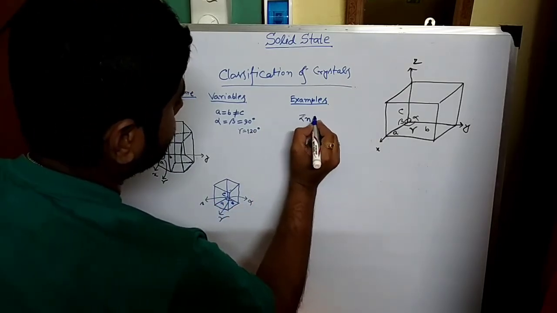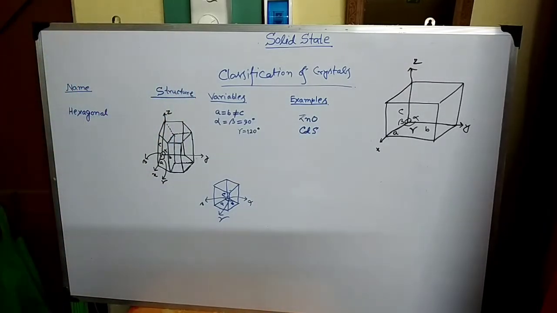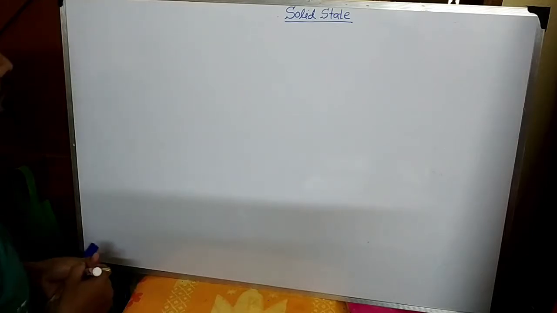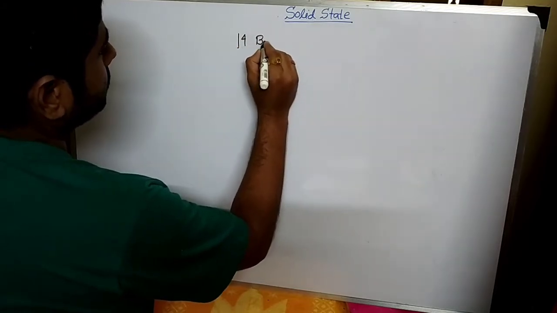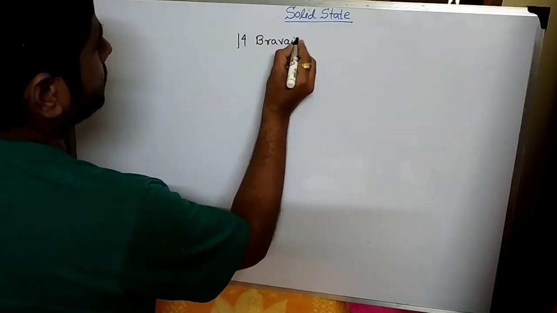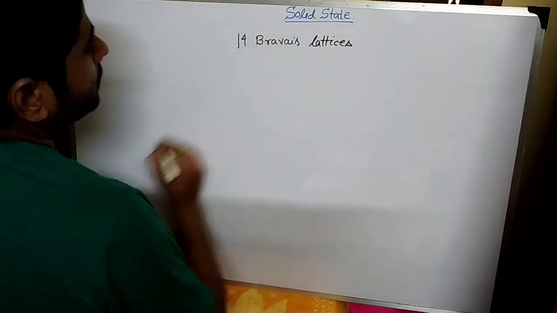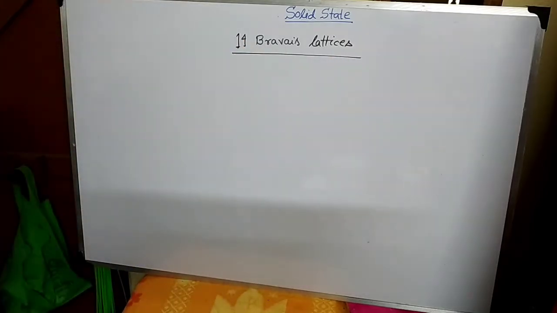Examples: crystals of ZnO, crystals of CdS, and the rest of the things are the same as mentioned in the previous video. So thank you. In continuation of that topic, now I will focus on the 14 Bravais lattice systems. So today we will discuss 14 Bravais lattice systems.